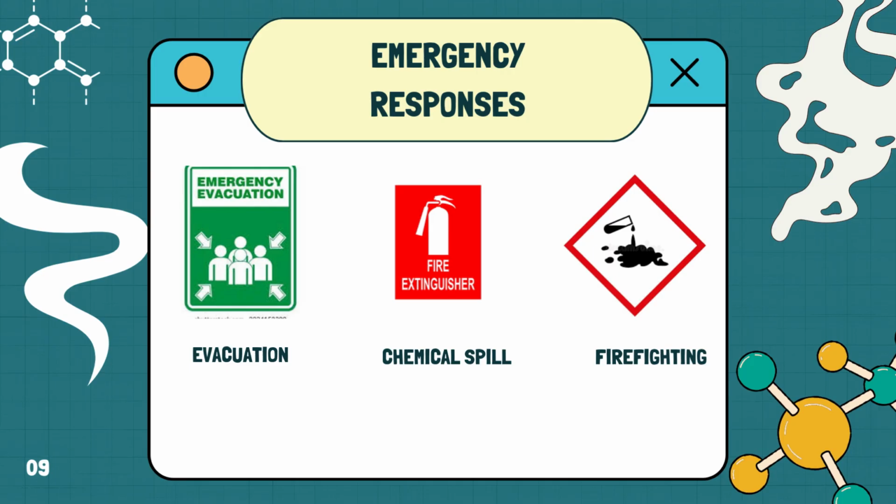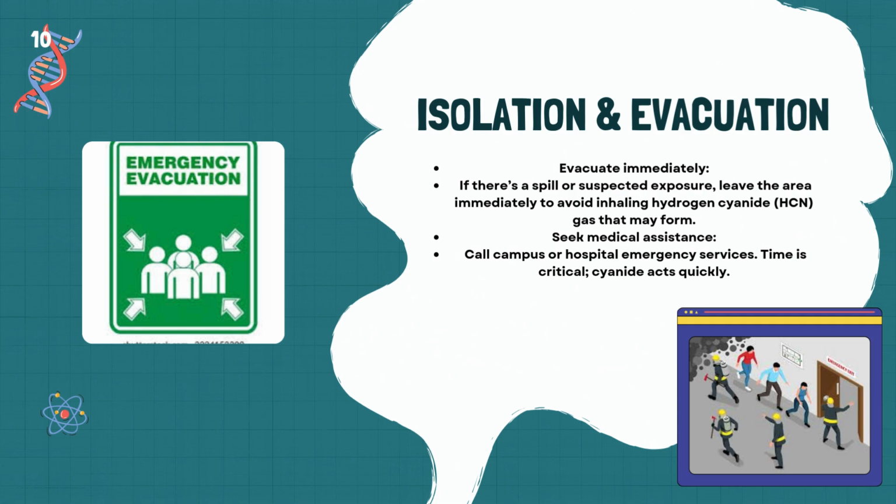Emergency responses: isolation and evacuation. Evacuate immediately. If there is a spill or suspected exposure, leave the area immediately to avoid inhaling hydrogen cyanide. Seek medical assistance. Call campus or hospital emergency services. Time is critical as cyanide acts quickly.